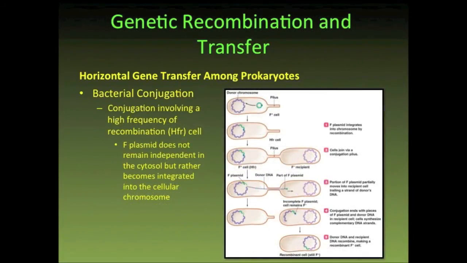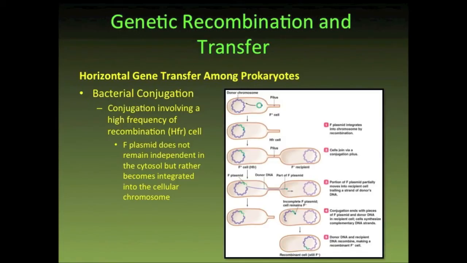In some cells, the F plasmid does not remain as a separate entity in the cytoplasm of the bacterial cell, but rather becomes integrated into the chromosome. Bacterial cells in which the F plasmid is integrated in the bacterial chromosome are called high frequency of recombination cells, or HFR cells. During conjugation between an HFR and an F- recipient cell, the HFR chromosome is replicated and a single parental strand of DNA is transferred to the recipient.